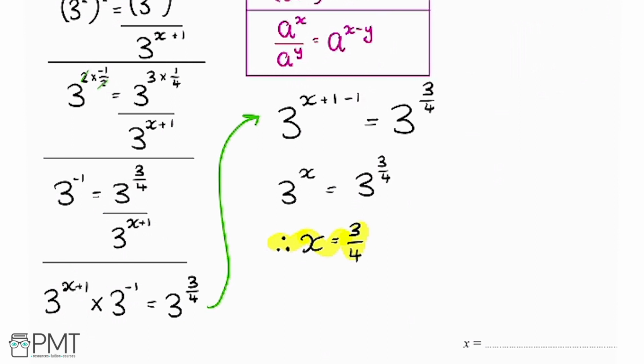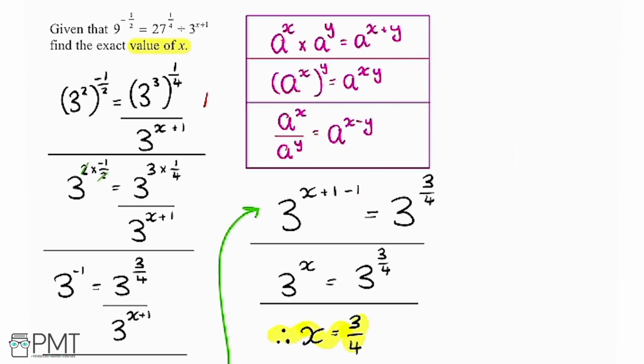Okay, so we get our first mark over here for converting everything to a common base. Then we get our second mark for getting down to this step here. Then our third mark for carrying out the rest of the working to get down to x equals 3 quarters.